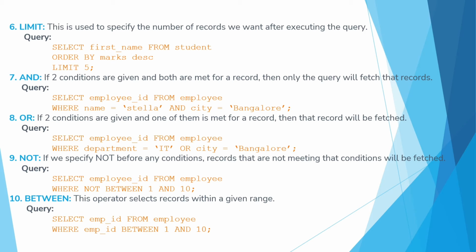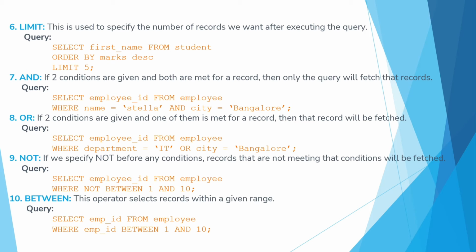And next, the AND command. If two conditions are given and both are met for a record, then only the query will fetch that record. Its sample query is SELECT employee ID FROM employee WHERE name = 'Stella' AND city = 'Bangalore'. So only if both conditions are met will the query fetch that data from the table.